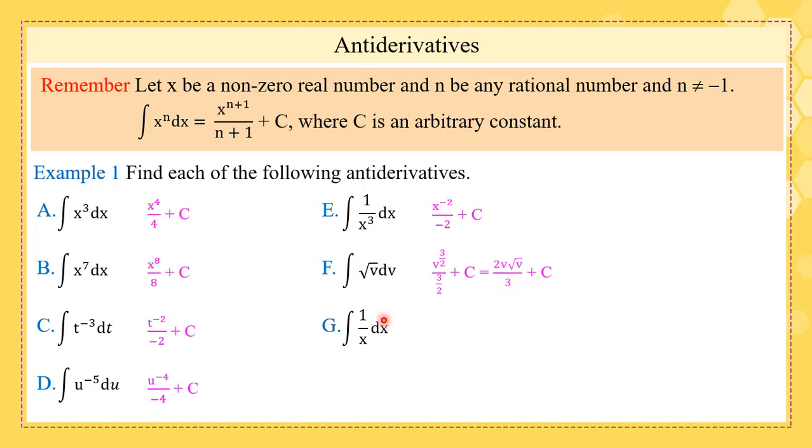Now the integral of 1 over x dx, if we apply the same property, this would be x to the power negative 1, which is x to the power 0 over 0, which is a very big problem. In fact, here we cannot apply this property because n in this specific case is negative 1, and this property is only applied when n is different from negative 1.